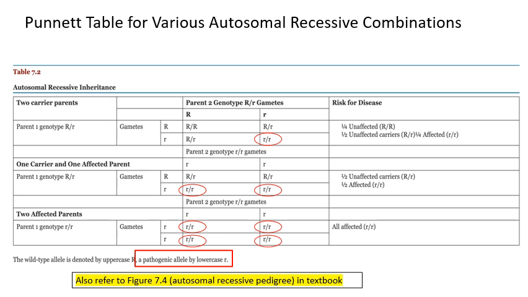What if there is 1 carrier parent and 1 affected parent? If there's 1 carrier parent to the left and 1 affected parent who has 2 alleles that are both affected, so 2 lowercase r's there, then you can see that there is a 2 in 4 chance of the children being affected. But if there are 2 affected parents, all of their alleles are affected, therefore all their children will have 2 copies of affected alleles and therefore be affected themselves.